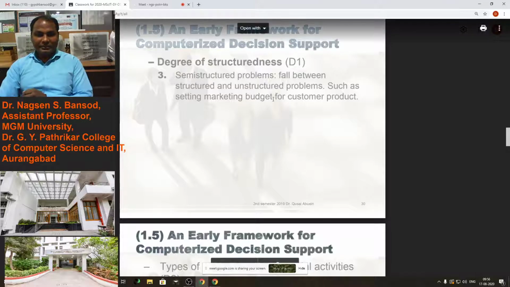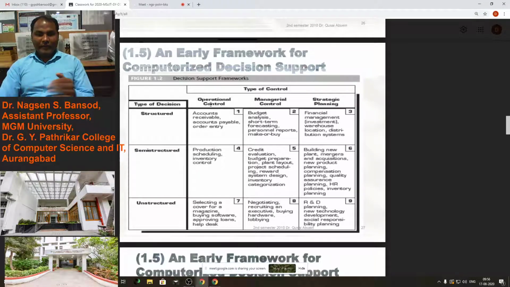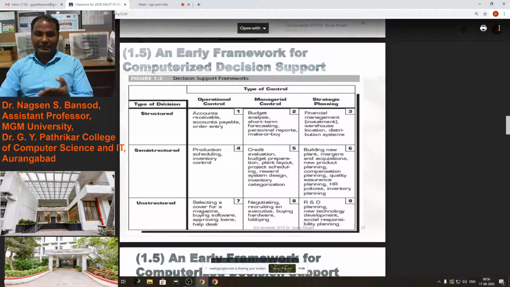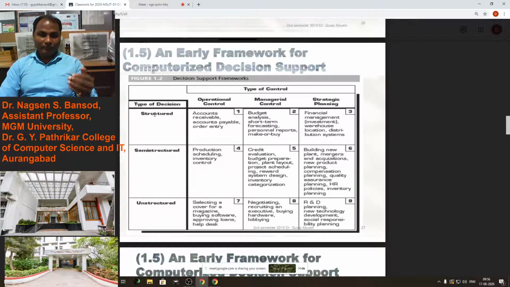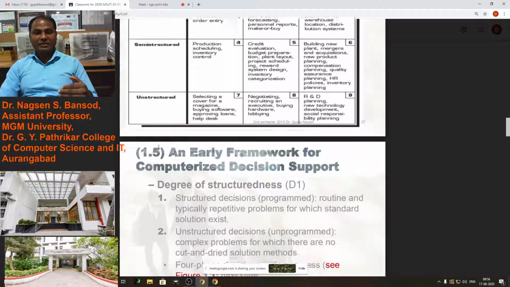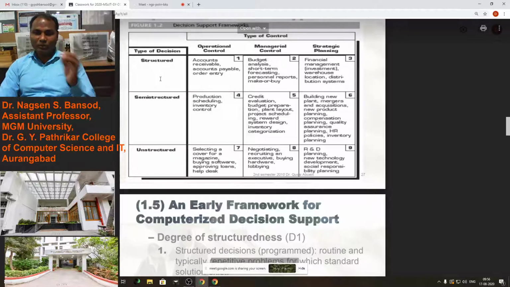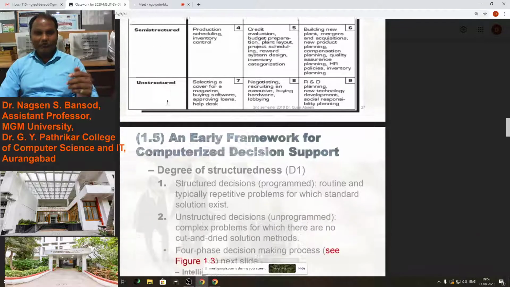We already saw this framework. Here you see this is the type of control. There are 3 types of control: operational control, managerial control and strategic planning. And the types of decisions: structured, semi-structured and unstructured. Okay, we can say this is D1 and this is D2. Types of control mean D2 and types of decision are D1.